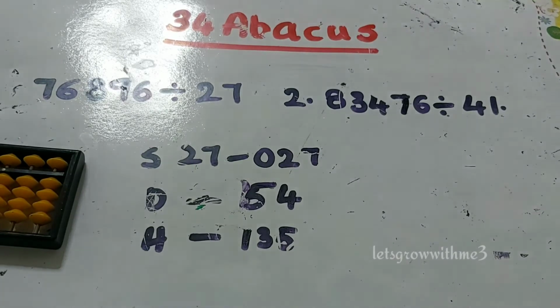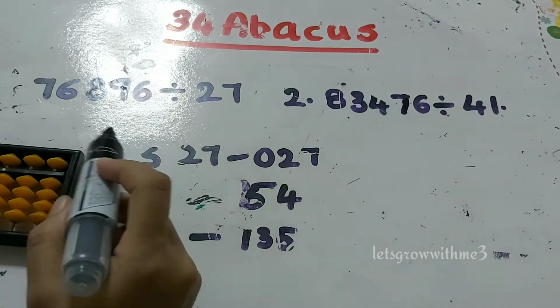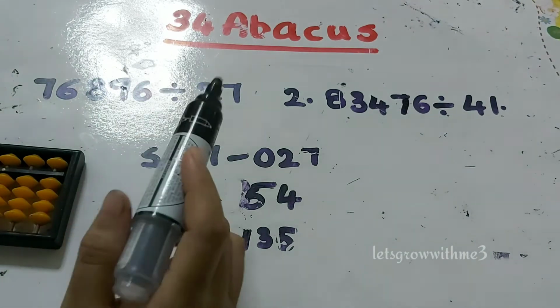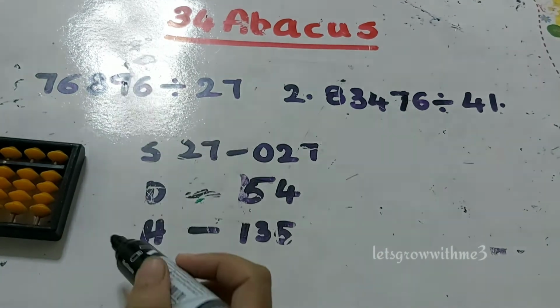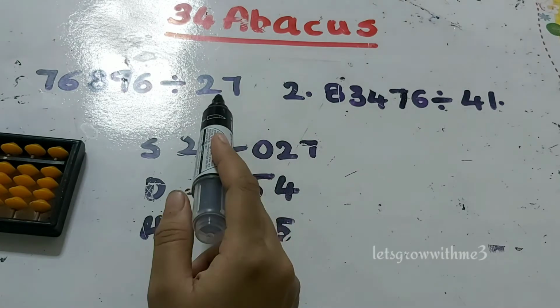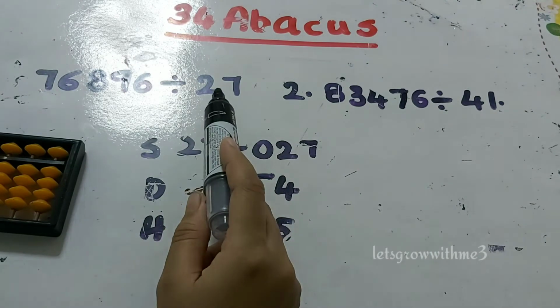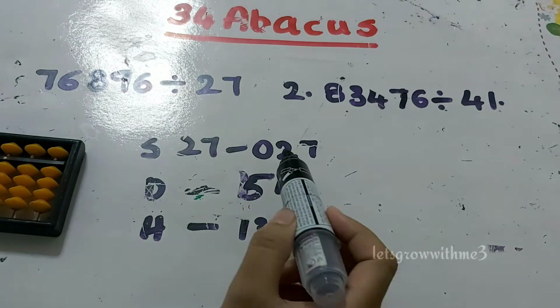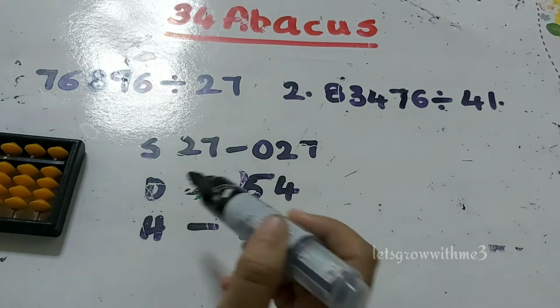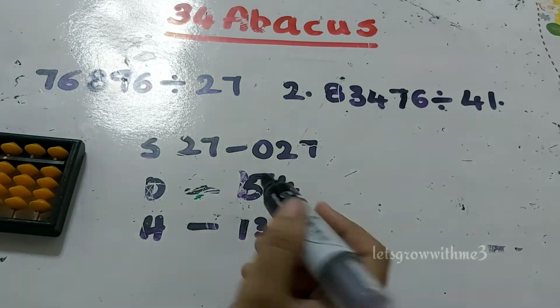So in this class we'll see the abacus division method. Here the dividend is 5 digits and the divisor is 2 digits. Let's find out the values for 27: single, double, half. For single you just add 0, and for double it's 54.